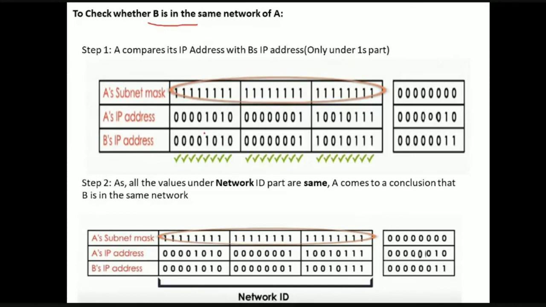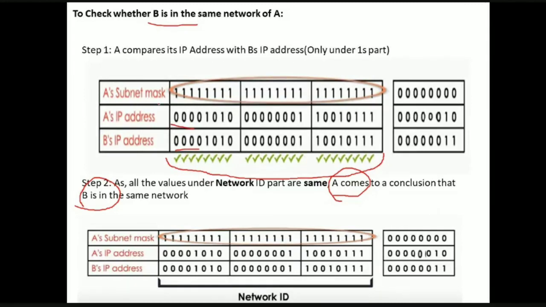what does it actually do? It compares A's IP address with B's IP address bit by bit. When it is comparing bit by bit, this is the network ID part, right? So all the network ID part bits are the same. When all the network ID part bits are the same, computer A comes to the conclusion that B is in the same network in which A lies. So A and B are in the same network.